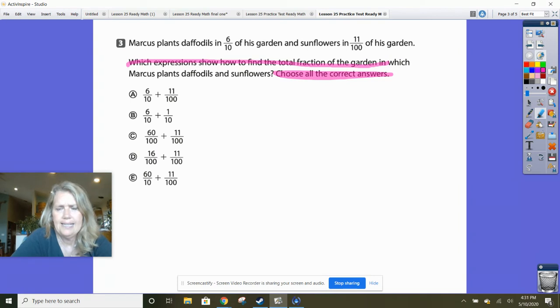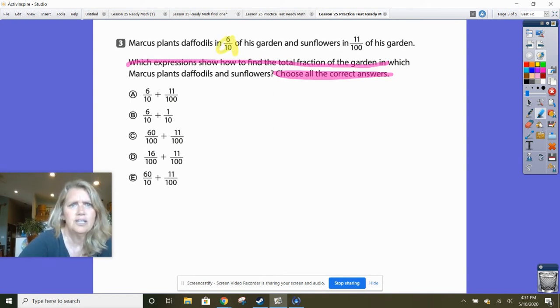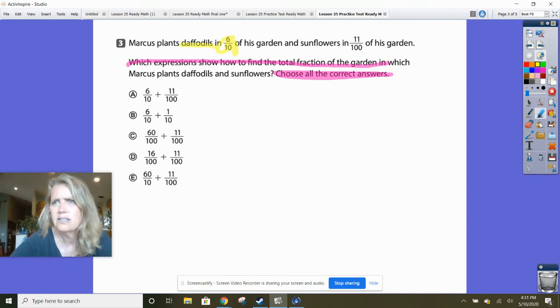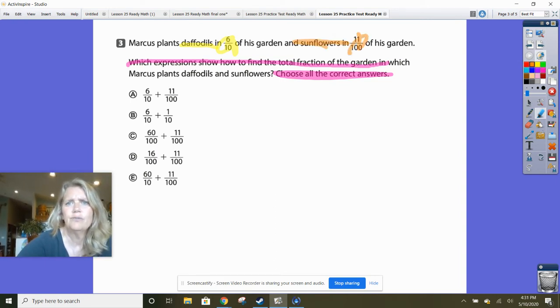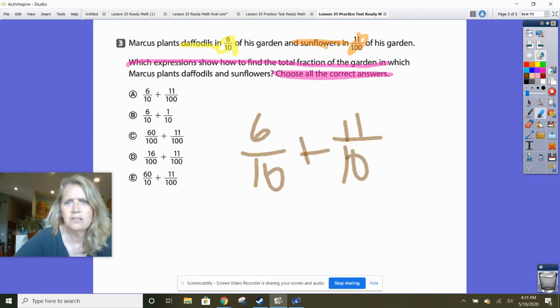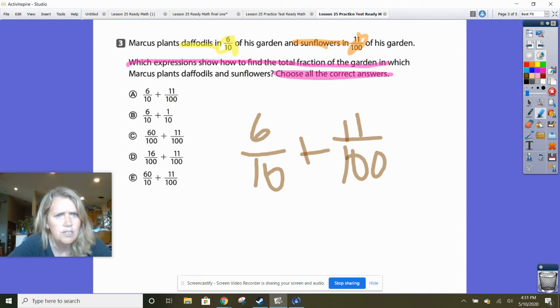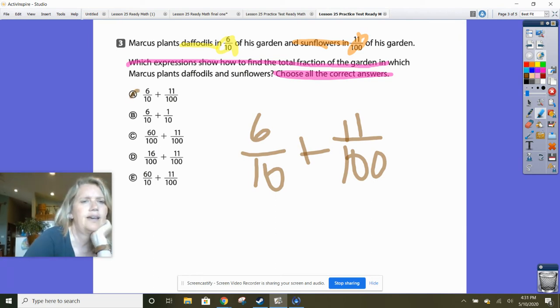Okay, so we are adding, and it looks like the important numbers are daffodils, which are usually yellow. Daffodils are 6/10. And then sunflowers, 11/100ths. Okay, so let's add those up. 6/10 plus 11/100ths is the easy sentence. Do we see that anywhere? 6/10, yes. So definitely A.